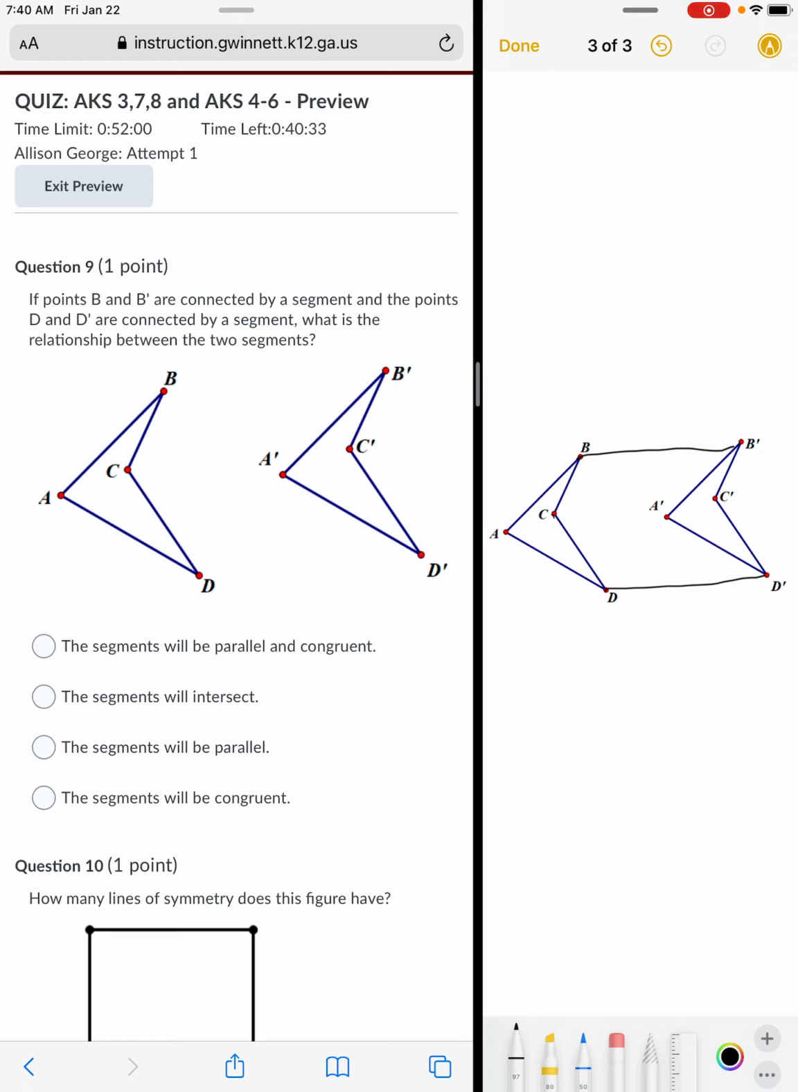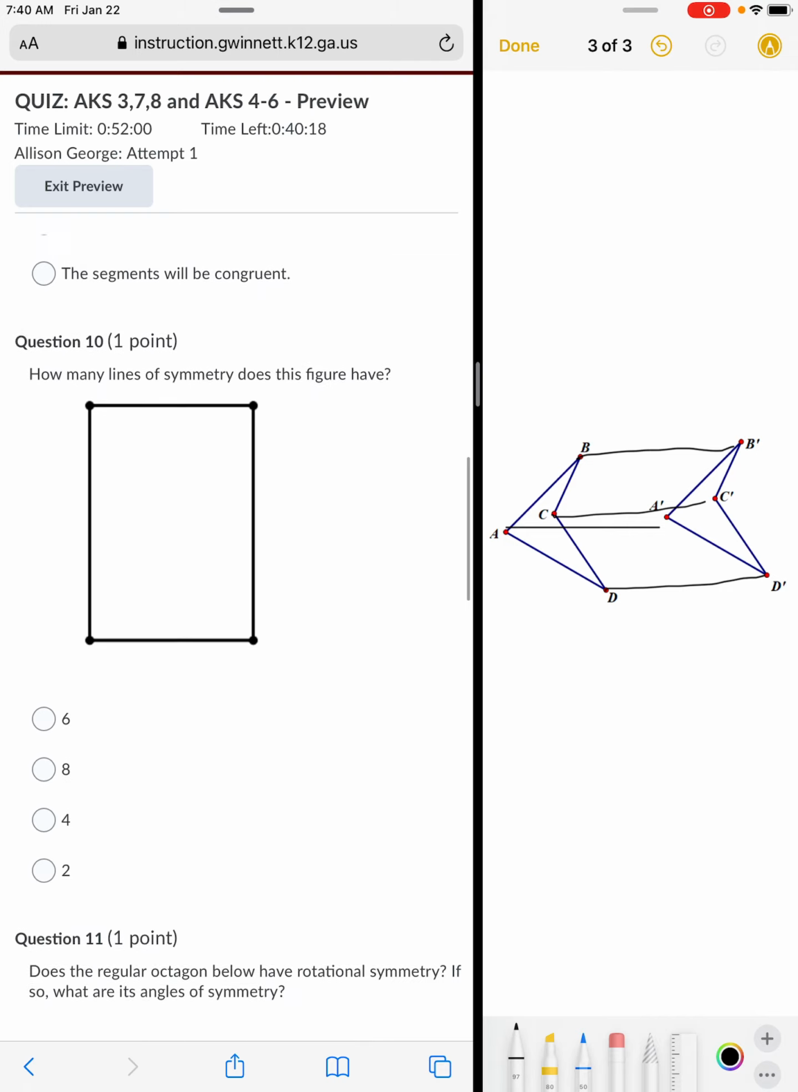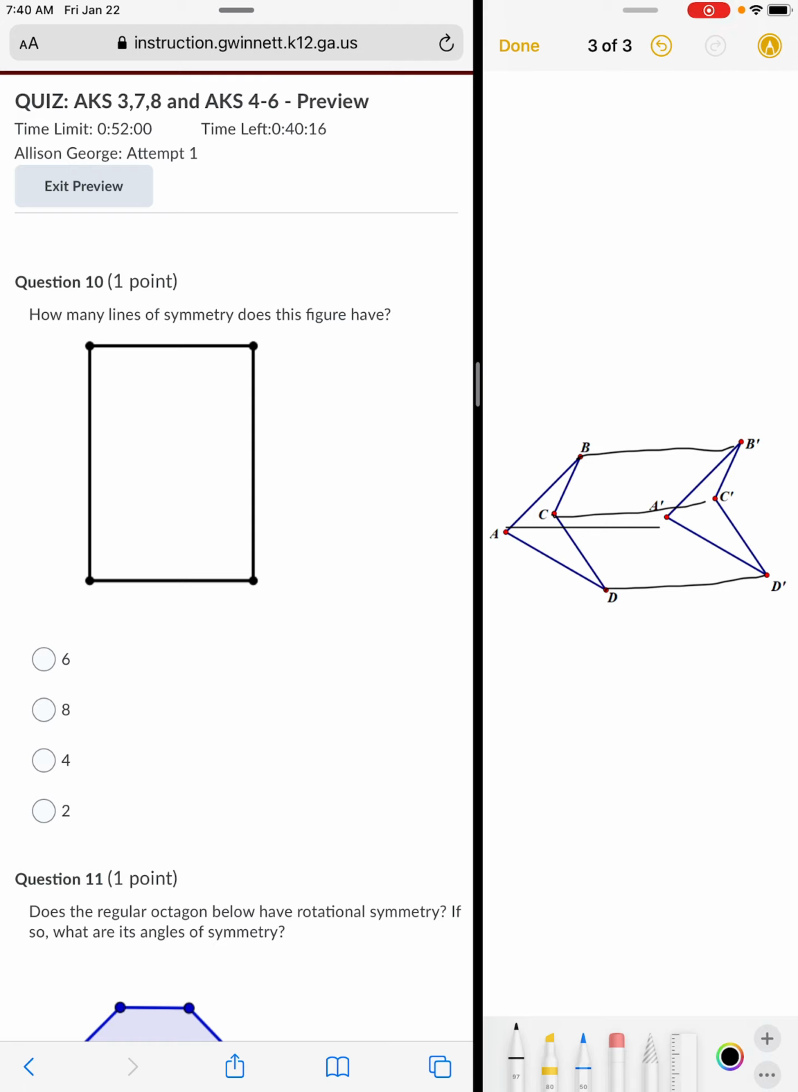We could connect the other ones, C prime, A prime, and notice that this is a translation, and we know for sure that the translation has segments that are parallel and congruent. So that's our answer for number 9. Number 10, how many lines of symmetry does a rectangle have? As we go to draw them, remember lines of symmetry are like a mirror line where the image is mirrored across it.